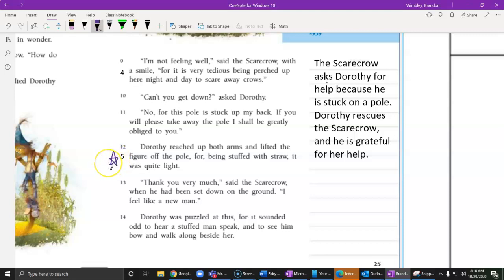So here Dorothy is helping our Scarecrow. "Thank you very much," said the Scarecrow, when he had been set down on the ground. "I feel like a new man."